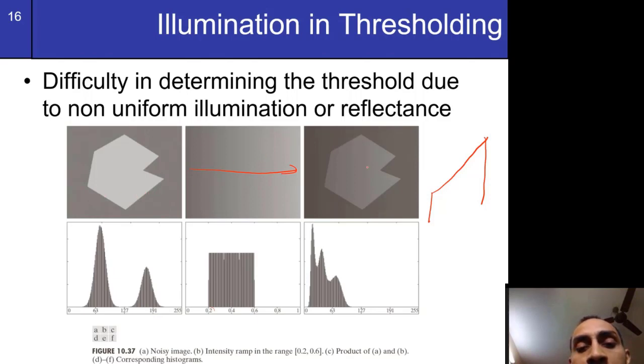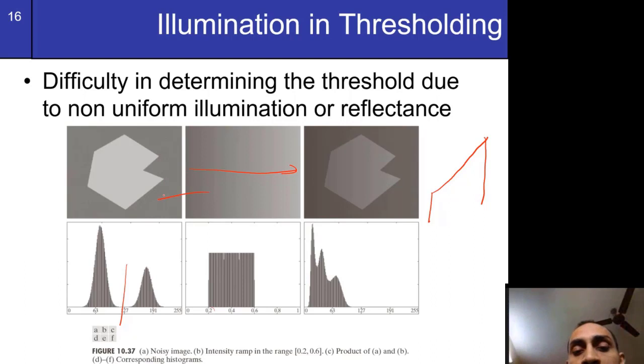But now if both factors are there, variable illumination and noise, then you get this kind of image. Again, there is a problem. Now there are no distinct peaks and no distinct valley where you can actually find a threshold. So again, this will cause a problem in finding a good threshold. We'll see how we can address this.